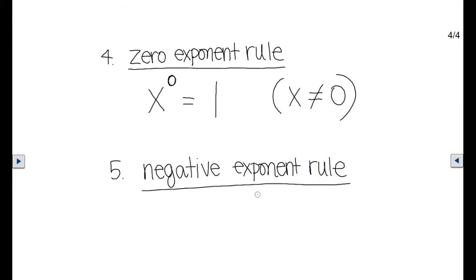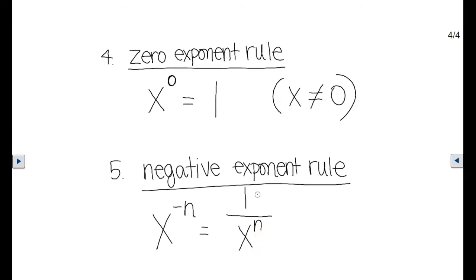The negative exponent rule. And here's what it tells you. It tells you if you have a base raised to a negative power, so if I have x raised to the negative n power, that will be the same as 1 divided by x raised to the positive n power. So if I have x raised to the negative n power, I'm going to rewrite that as 1 divided by x raised to the positive n power.